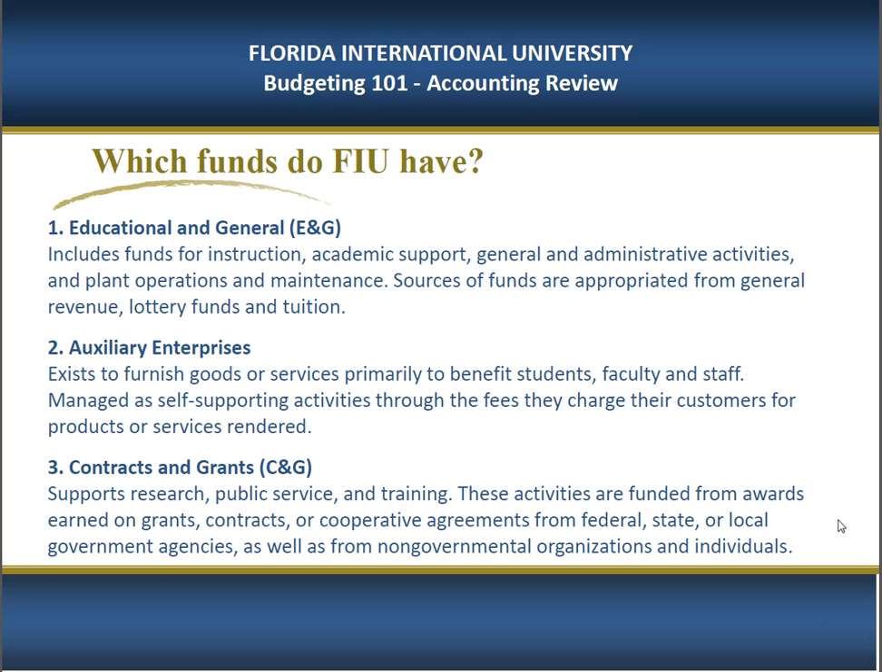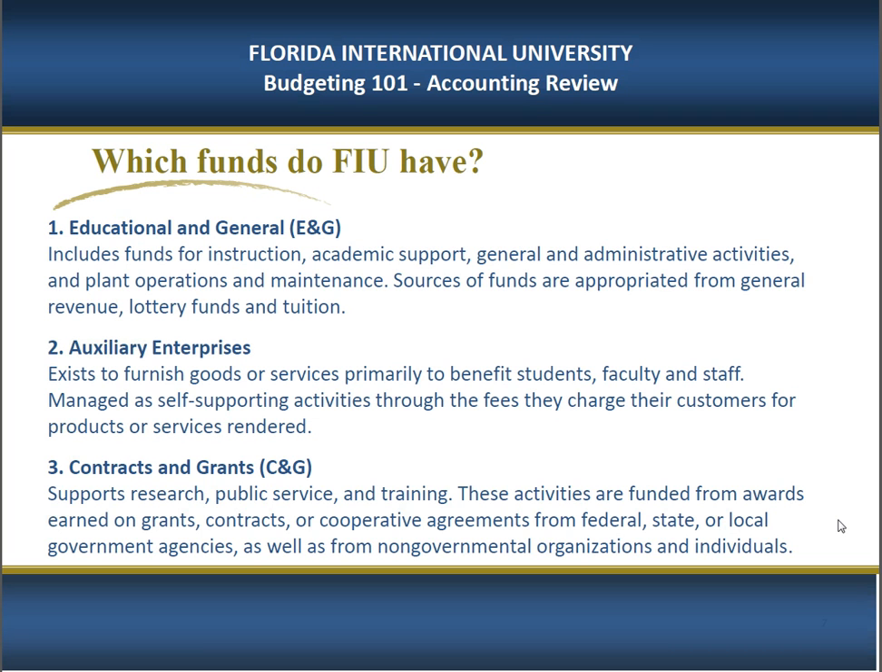Sources of these funds are appropriated from several sources. Students pay tuition, but apart from that, the state gives us or forwards to us revenues from taxes, lottery funds, and other sources. E&G funds are highly restricted. There are a lot of rules about what you can spend these funds on.